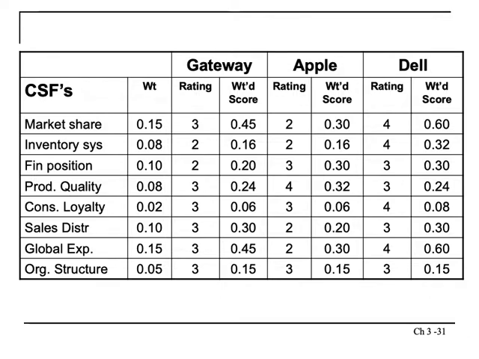So the structure is basically the same. The only difference is it makes comparisons of your company, which is Gateway, and 2 of the critical competitors. So when you're doing the cases you have for a presentation for marks, you will need to determine which companies you want to use as the main competitors. The case doesn't tell you that. You need to determine that. So you have, in this case, market share as one of the factors, inventory system, financial position, product quality, customer loyalty, sales distribution, global expansion, and organization structure.